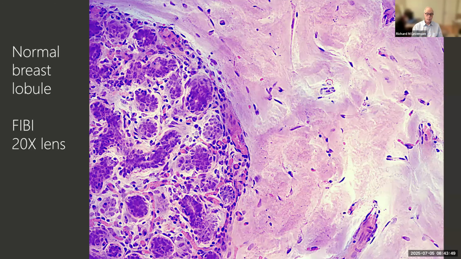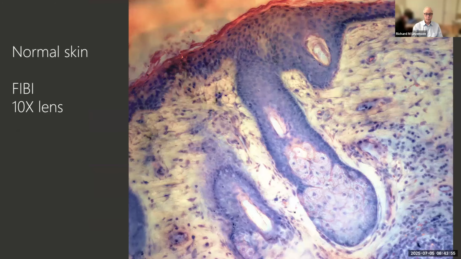And you can see the lobule on the left and the connective tissue and various blood vessels and capillaries on the right. And here's a bit of skin. The colors are different, but that's just how the camera was set up. But these can be converted to look just like H&E, just as we can do with Muse if you want. The structures are very nicely presented here.